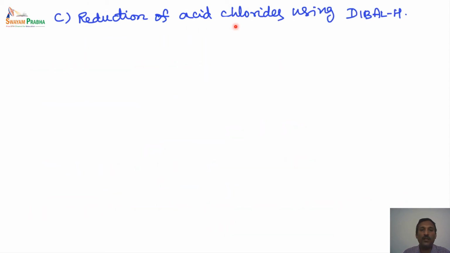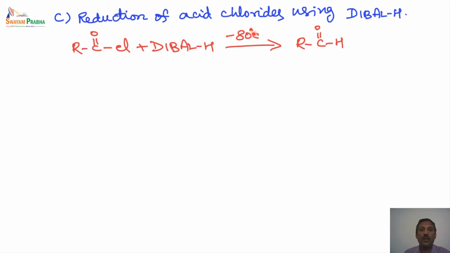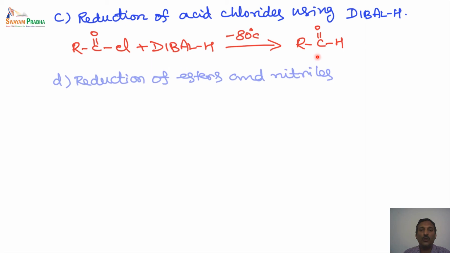Then the next one is reduction of acid chloride using DIBAL-H. The previous one we had seen was the Rosenmund reduction, so this is an alternative to the Rosenmund reduction. In this particular case, acid chloride can be reduced using DIBAL-H. The acid chloride is treated with DIBAL-H at minus 80 degrees centigrade. This reaction is always carried out at very low temperatures, and the corresponding aldehyde is produced.